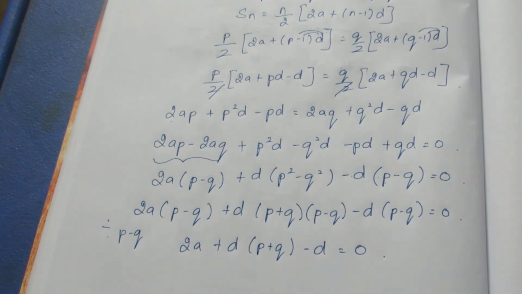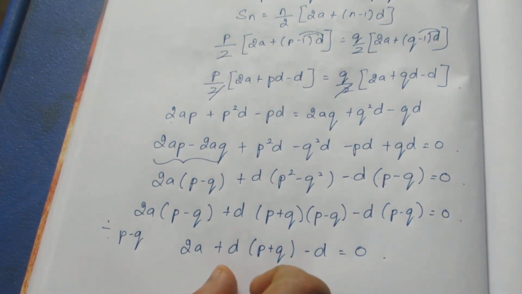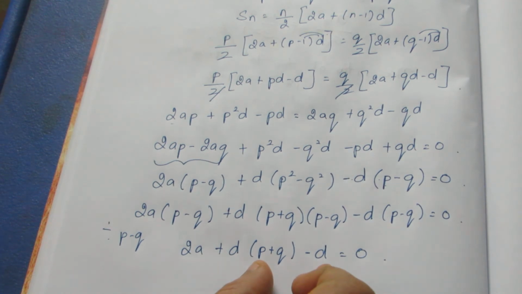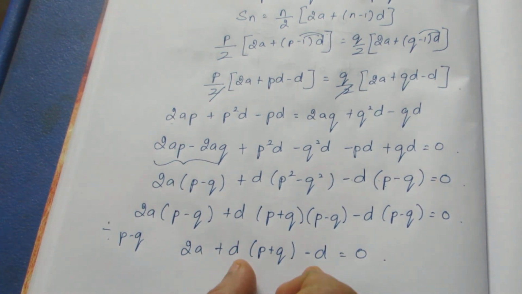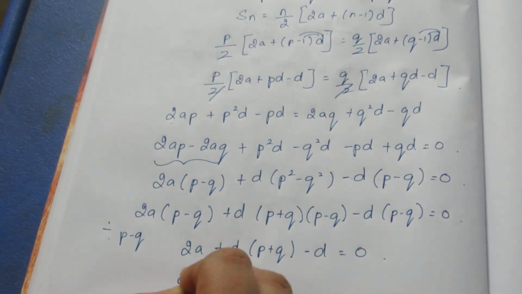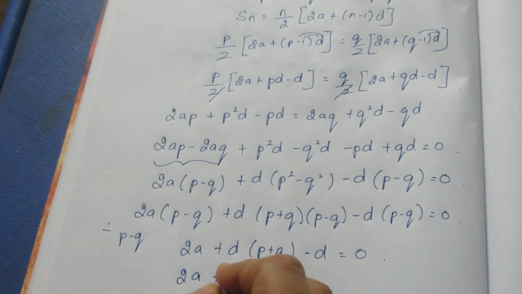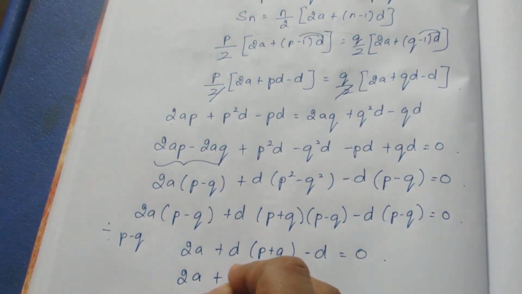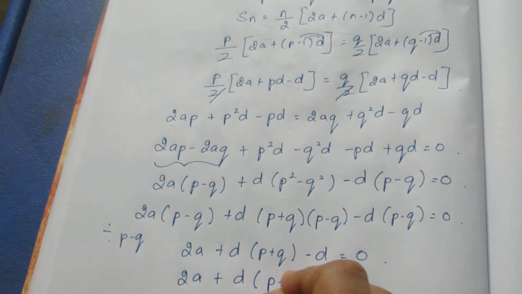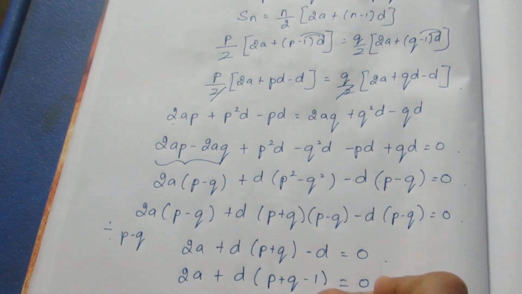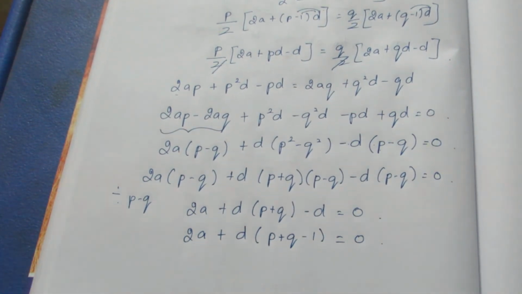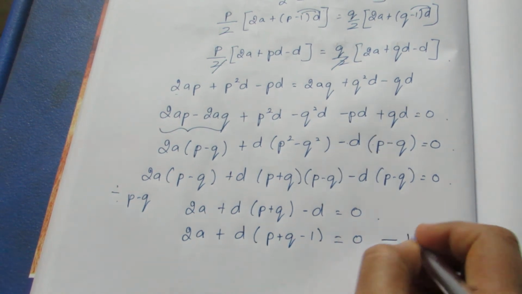We know that 2A plus D into P plus Q minus D is equal to 0. I am taking minus D common here. So 2A plus, taking D common outside, it becomes P plus Q minus 1 is equal to 0. Let it be there. We can't solve it further. Let the equation 1 be there.